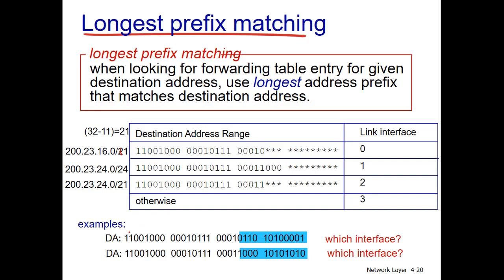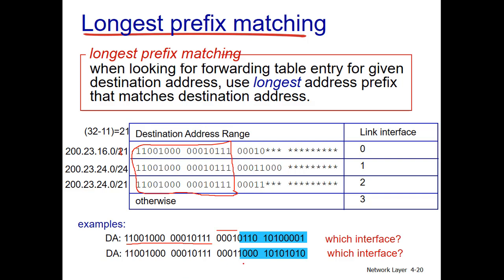In this example, let's assume that this is the destination address coming on a router that has this forwarding table. We know that these two octets are the same, 200.23. If you look into the remaining part, it matches 00010, and it only matches the first entry, so it will go to the output link 0.